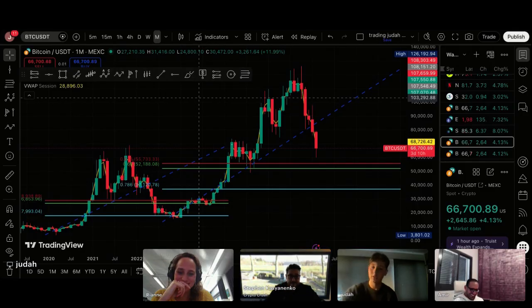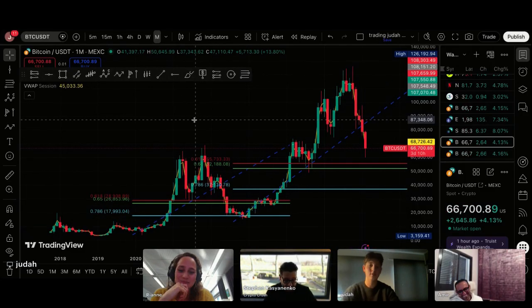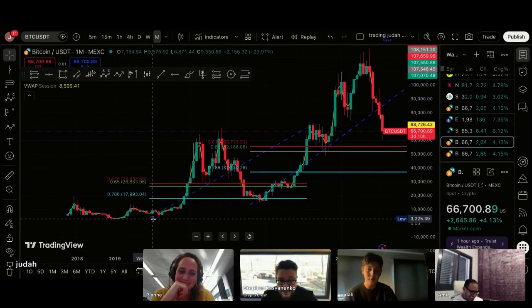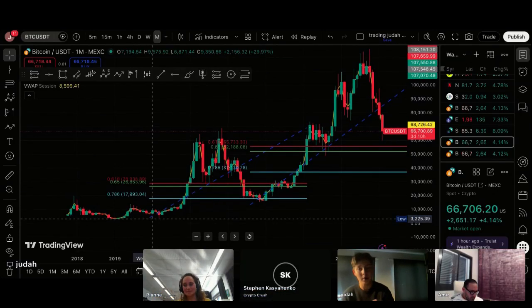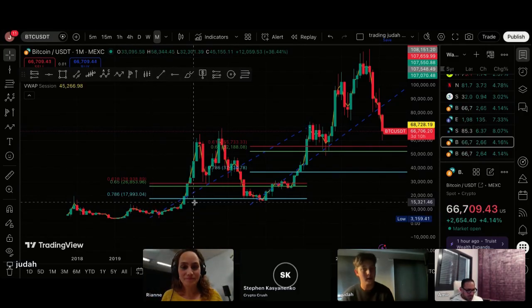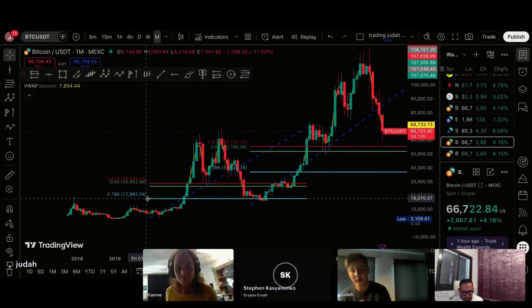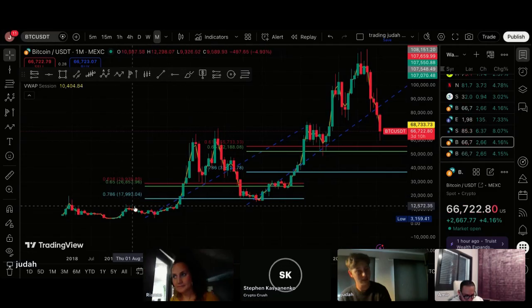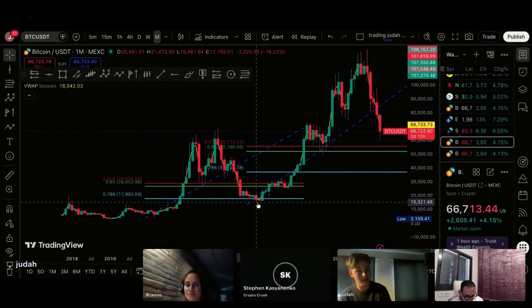But you know what's very interesting to me is you see this Fibonacci, right? If you draw it from the previous cycle, from the bear market bottom to the bull market top, where does the bottom come in? The bottom comes in at the 0.786. Yeah, the 786. The bottom comes in here.